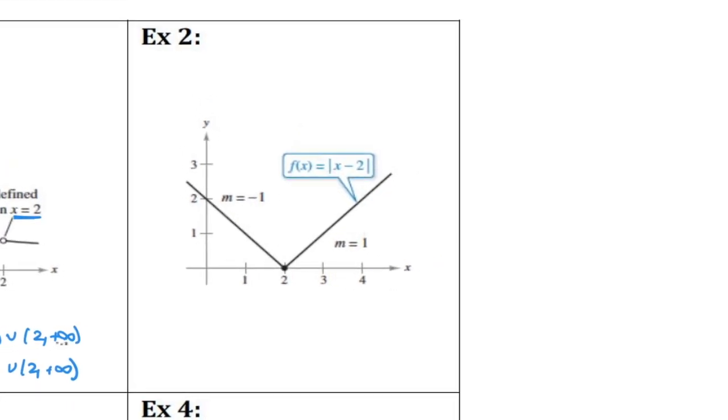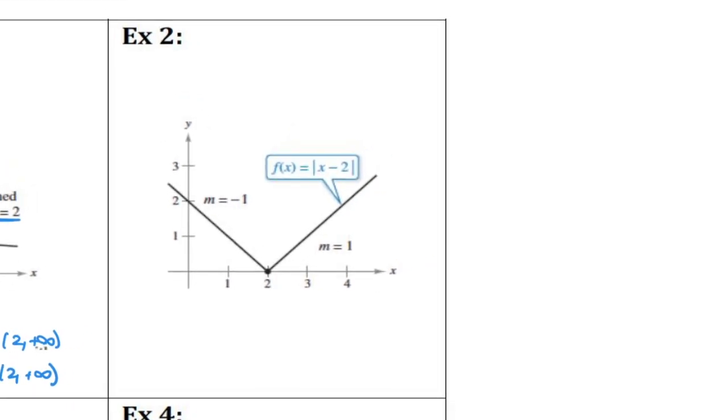Now let's look at example 2. So as we explore example 2, thinking about function f of x equals the absolute value of x minus 2, as you can see, this function is continuous over the entire interval. There is nothing bothersome about this function. So we're going to be continuous from -infinity to infinity.